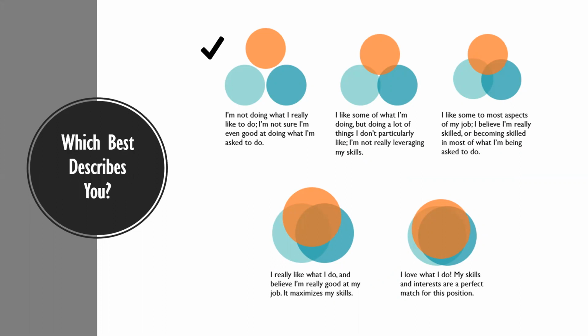First one is there's no overlap. You're not doing anything you like to do, and you're not really sure you're good at what you're asked to do. The next one, there's minimal overlap, and there's no intersection of all 3. You're doing just a few things that you like to do, and a lot of your skills aren't being utilized.